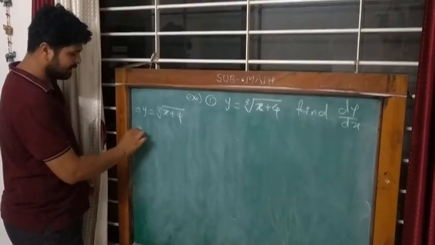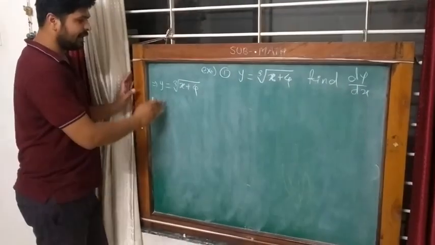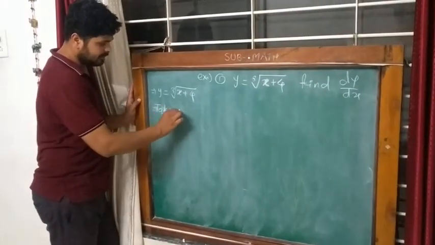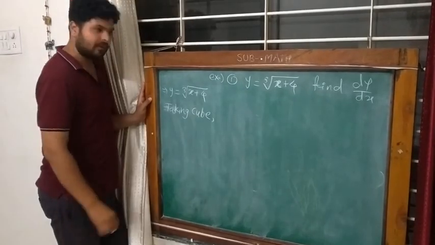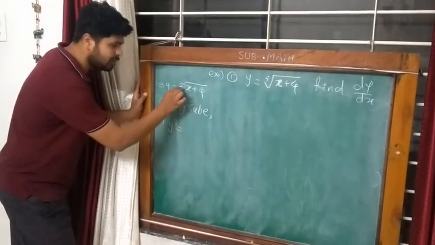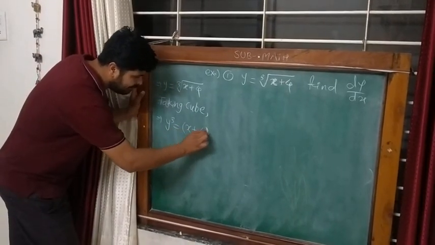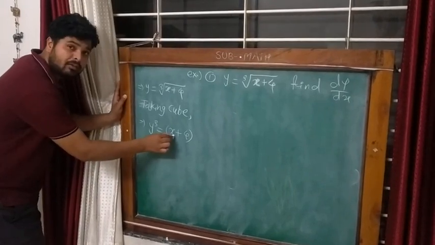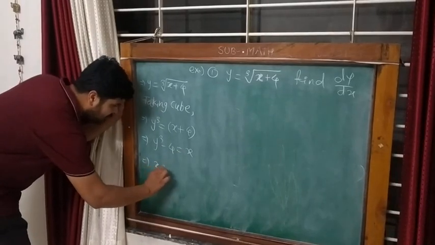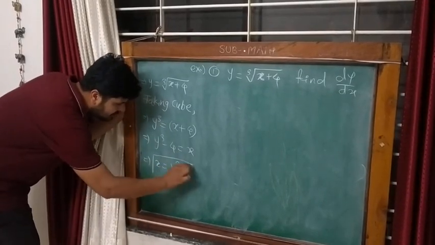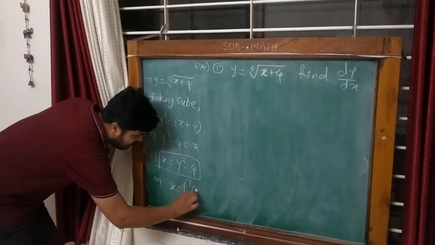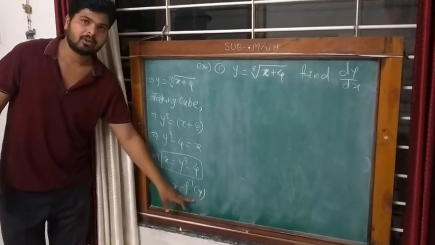This cube root, if I take the cube on both sides, what we get here is y cube is equal to, the cube and cube root get cancelled, so remaining part is only x plus 4. So we have to find value of x here. Y cube minus 4 is equal to x, or x is equal to y cube minus 4. So this is x in terms of y, which is nothing but our inverse function. X is totally in terms of y.